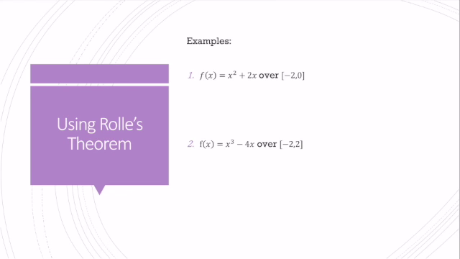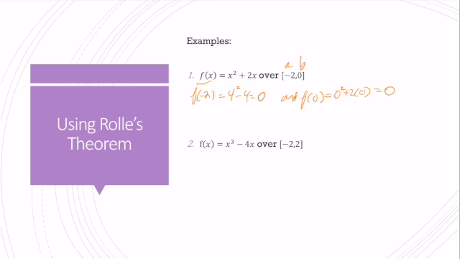So, f of x is a polynomial, right? We know that. It's a quadratic polynomial. It's differentiable. It's continuous. Let's find f of negative 2 and f of 0. So f of negative 2 equals 4 minus 4, which is 0. And f of 0 equals 0 squared plus 2 times 0, which equals 0. So now I have my endpoints, right? A and B, and they're both equal.